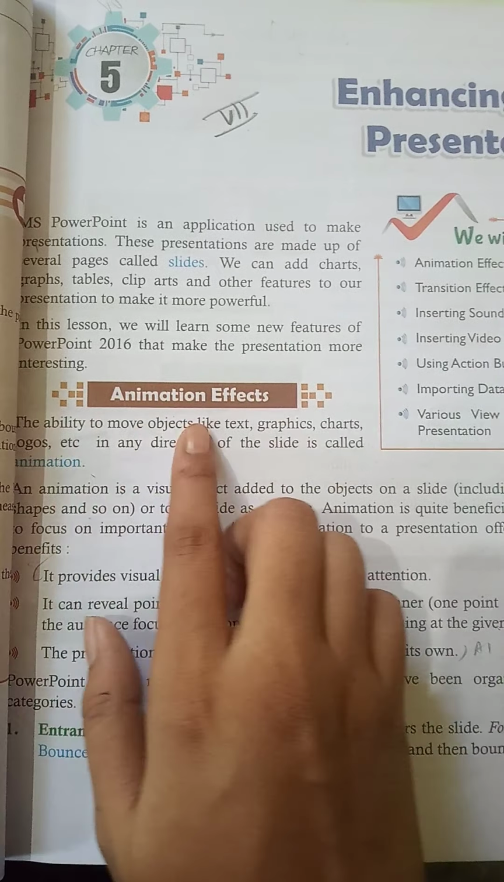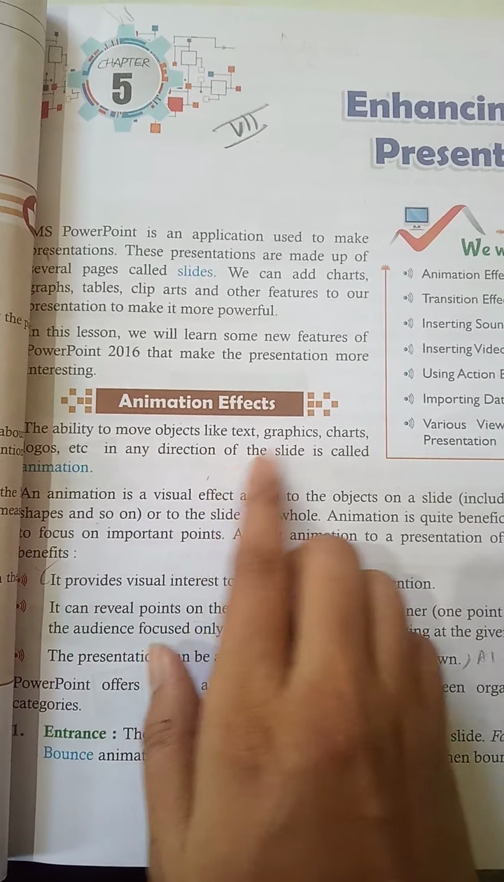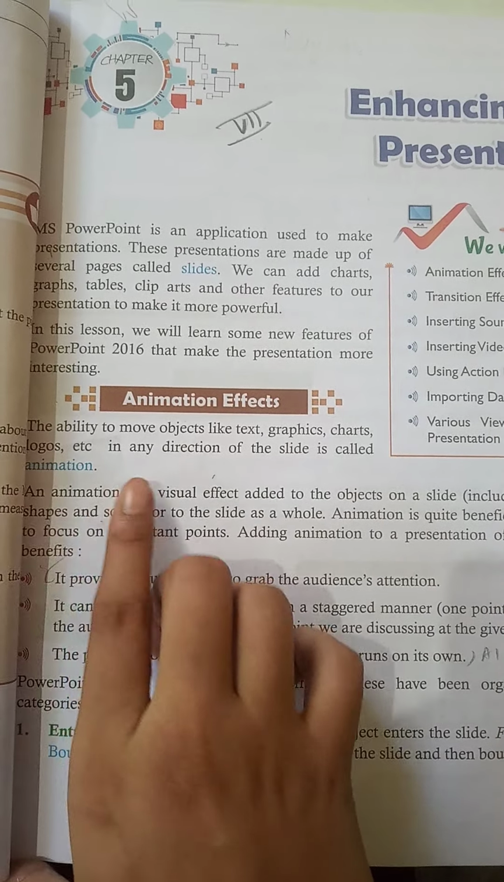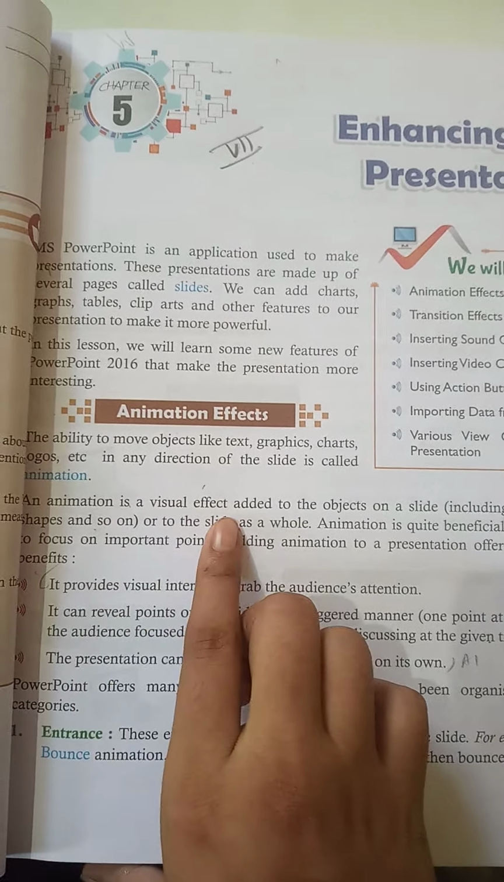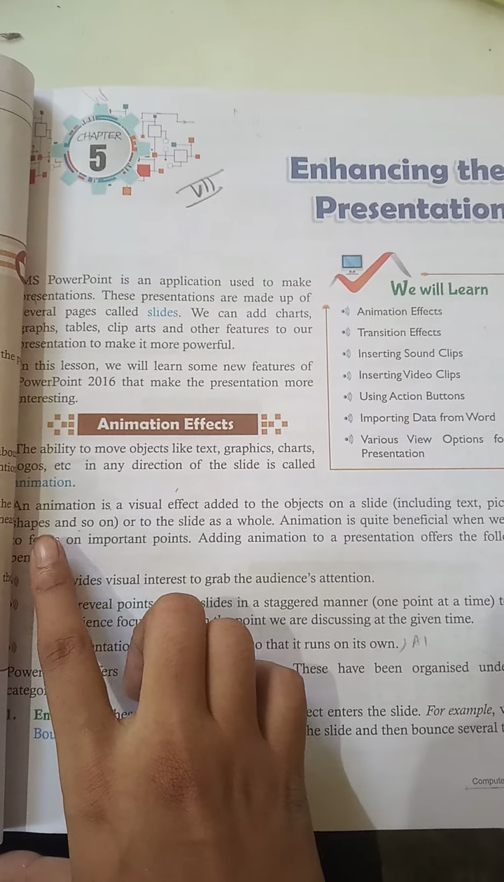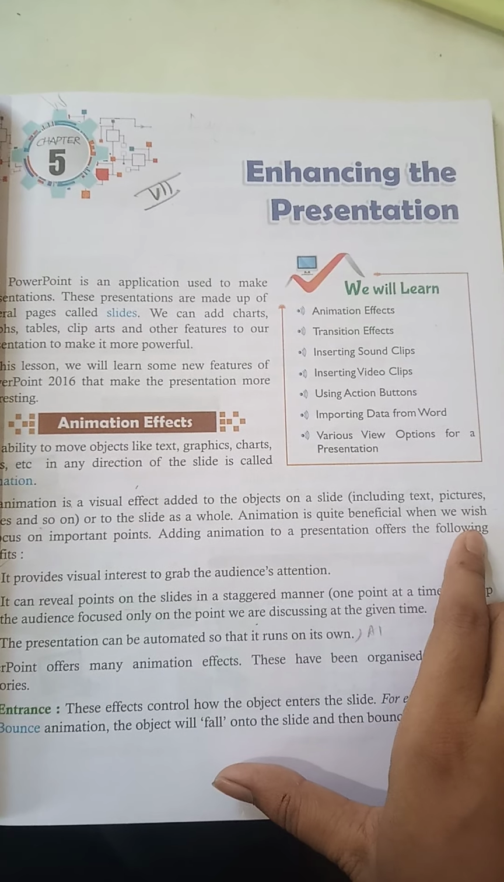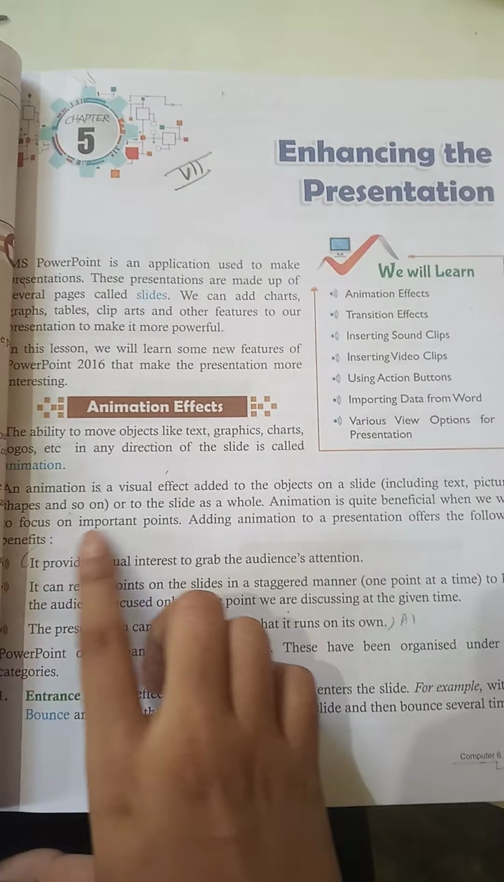Animating effect: the ability to move objects like text, graphic, chart, logos, etc. in any direction of the slide is called animation. Animation is a visual effect added to the object on the slide including text, pictures, shapes and so on. Animation is quite beneficial when we wish to focus on an important point.